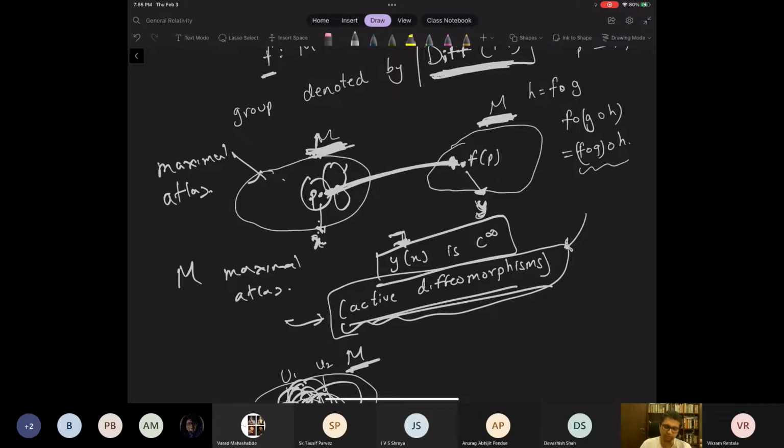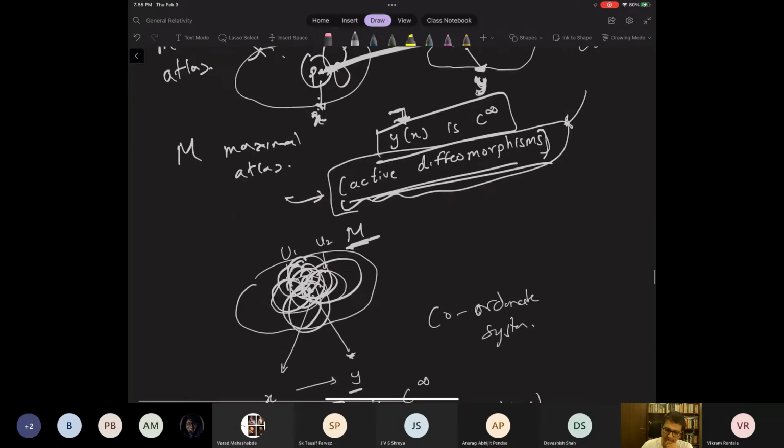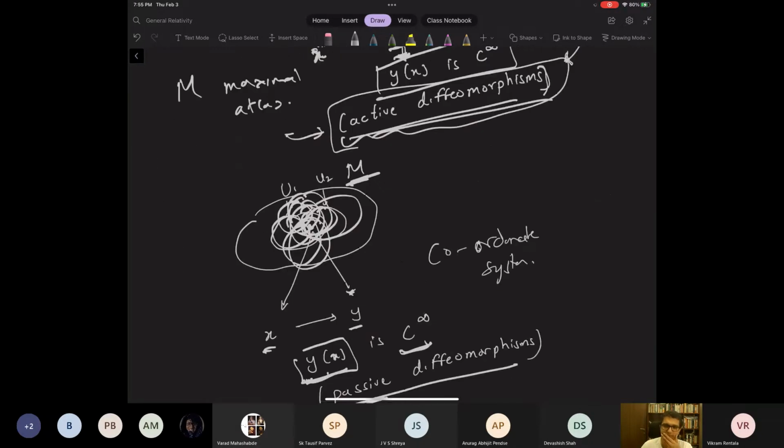Then it should be true that when I go from some coordinates x to some other coordinates y, I will get in general arbitrary functions y of x, as long as they are infinitely differentiable. And the set of all such arbitrary transformations gives you what are called active diffeomorphisms. Any questions at this point?